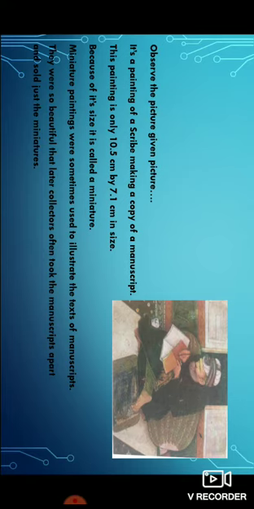Observe the given picture, children. A man is trying to copy something, right? He is copying something and trying to make a manuscript. This is called a miniature. Why? Because it's very small in size. The painting size is also given, 10.5 cm by 7.1 cm. This painting is so small and so beautiful that collectors often collected these paintings.